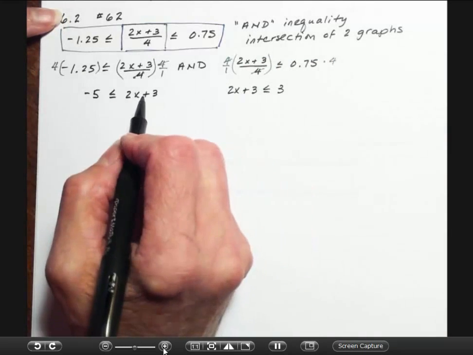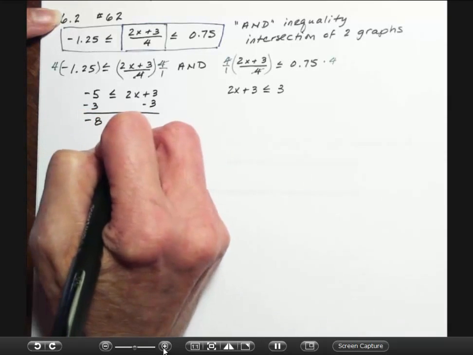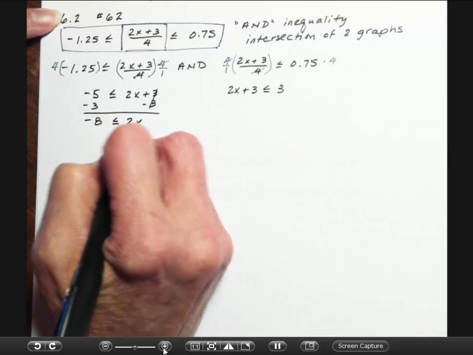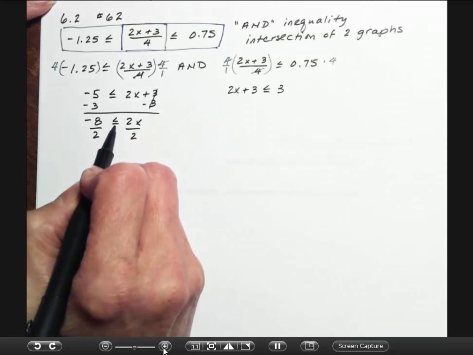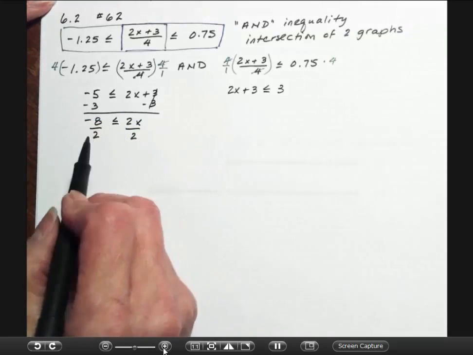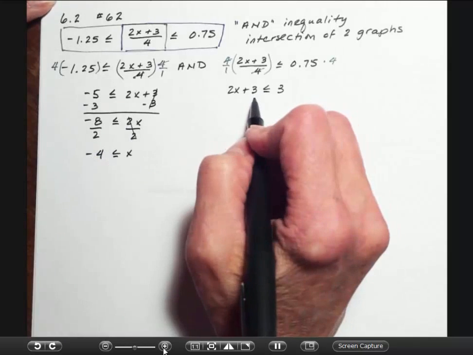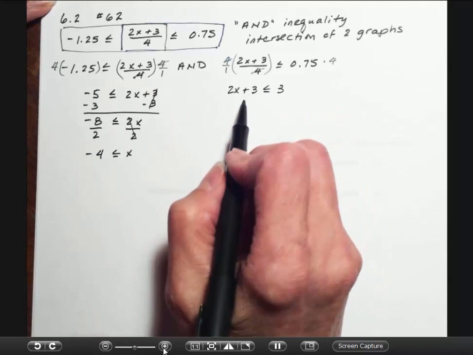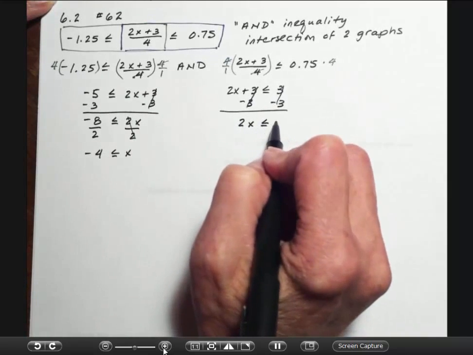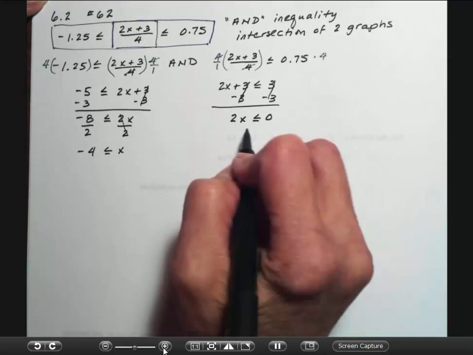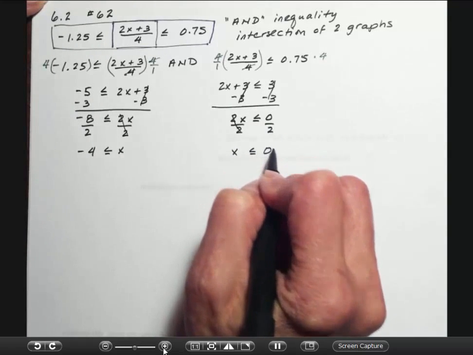Now I have a basic inequality to solve. I'm going to subtract 3 from both sides. I end up with negative 8 is less than or equal to 2x, and then I'm going to divide both sides by 2. I don't need to worry about switching the inequality because I'm dividing by a positive number, and I end up with negative 4 is less than or equal to x. Over here with the other inequality, I'm going to subtract 3 from both sides, and I end up with 2x is less than or equal to 0, and then I'm going to divide both sides by 2, and 0 divided by 2 is 0.